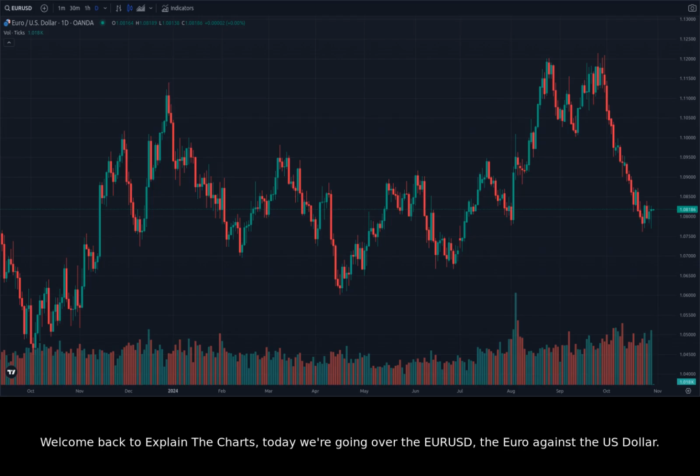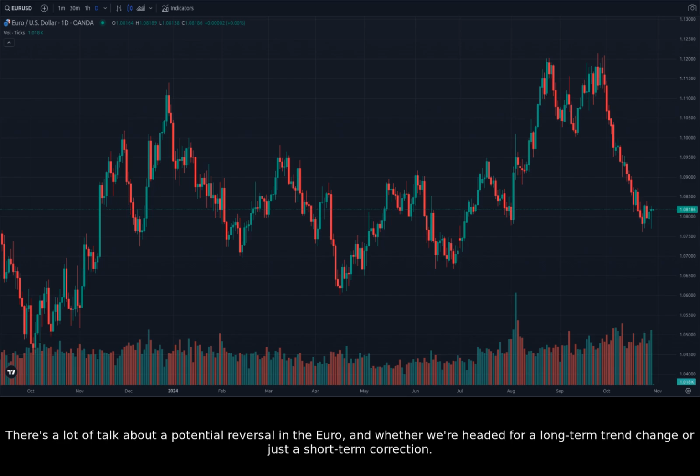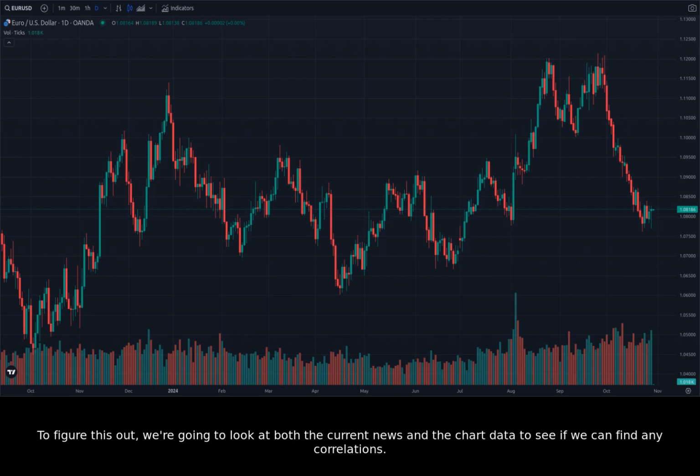Today we're going over the EURUSD, the euro against the US dollar. There's a lot of talk about a potential reversal in the euro and whether we're headed for a long-term trend change or just a short-term correction. To figure this out, we're going to look at both the current news and the chart data to see if we can find any correlations.